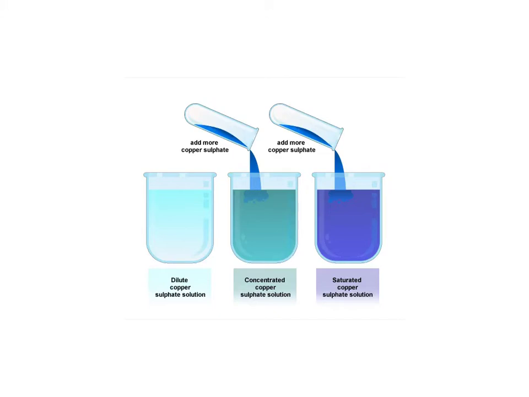Here's another example of making a solution more concentrated. We started out with some dilute copper sulfate solution. It doesn't have many molecules in it. We add more copper sulfate, and as we get more copper sulfate, it starts to get more and more concentrated, and when we add enough to where it can't hold any more, then it ends up being a saturated solution. And if we want to dilute this down more, then instead of adding more solute, we would add more solvent, or more of the water, to dilute it down.